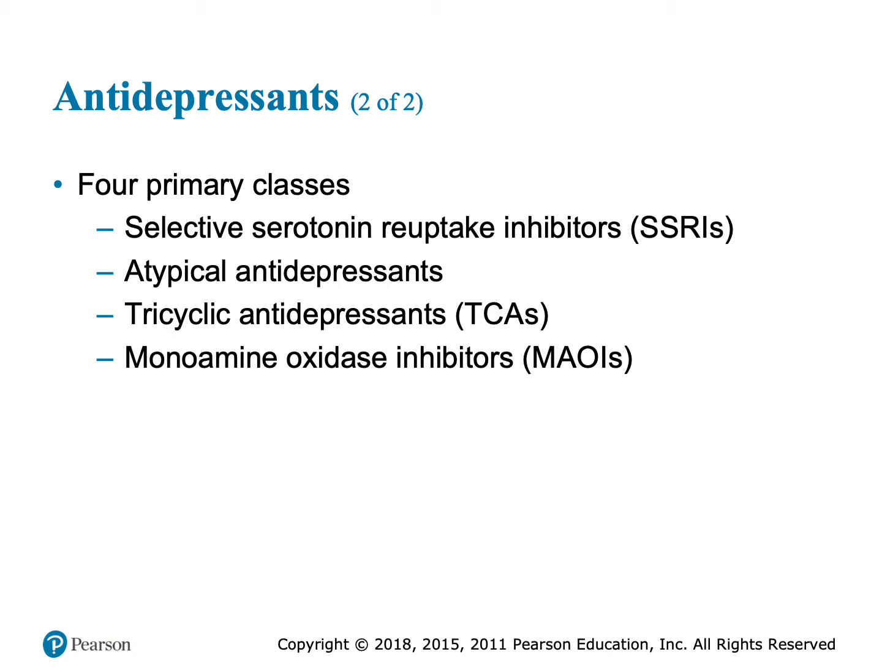And again, the four primary classes, which we talked about in Chapter 10, the four primary classes of antidepressants are the SSRIs, the atypical antidepressants, the tricyclic antidepressants, and the MAOIs, or the monoamine oxidase inhibitors.